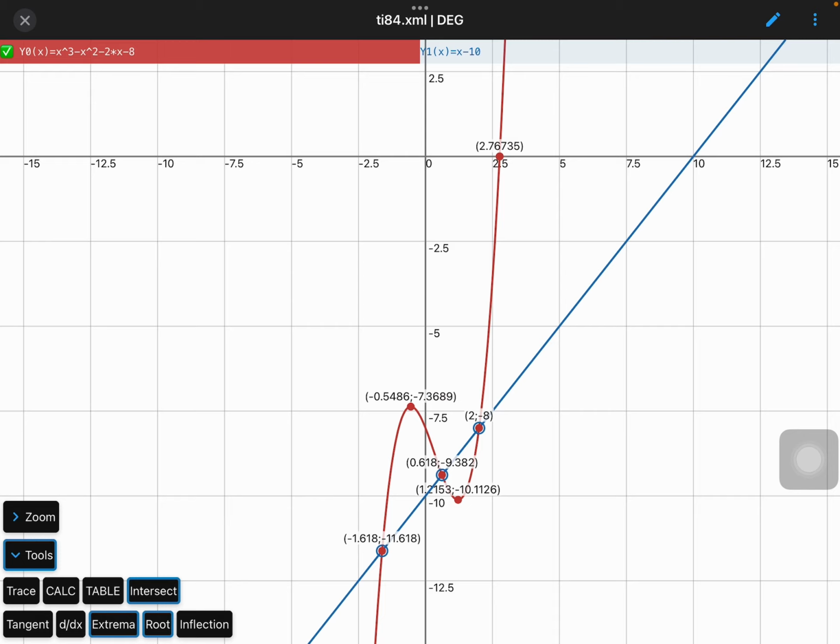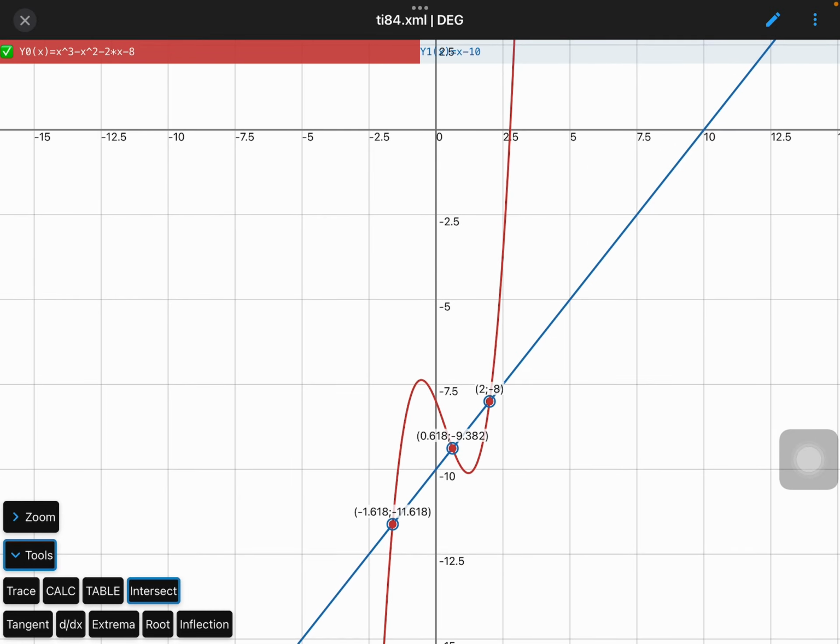You press second trace on the TI handheld, and number 2 is going to be the zero. You'll have to sort of triangulate the position by having a left bound and a right bound, so just to the left of the zero, just to the right of the zero. And then the minimum and maximum, number 3 and number 4, similarly you're going to have to say what's the left boundary and what's the right boundary. And then likewise with the intersection. You can certainly find all these three things with a little bit more work, a few more keystrokes.